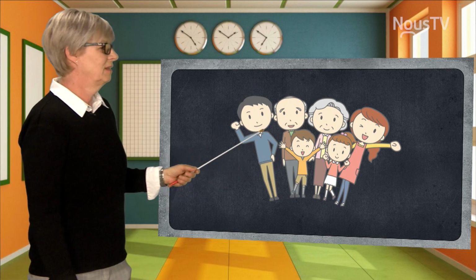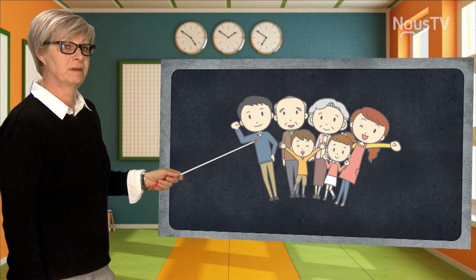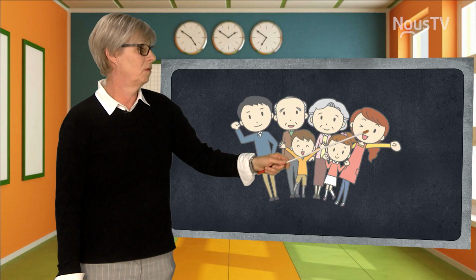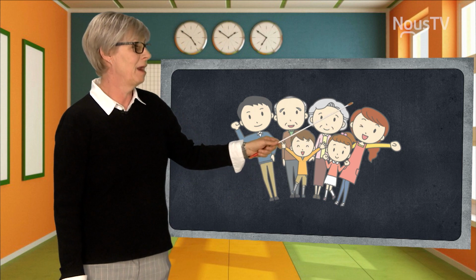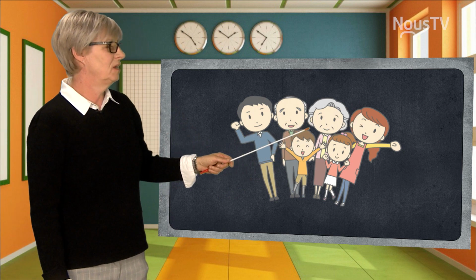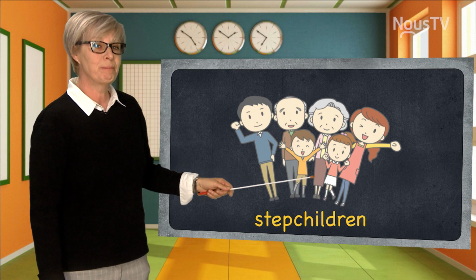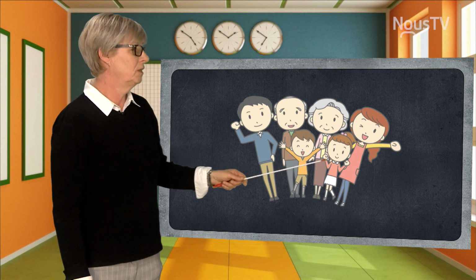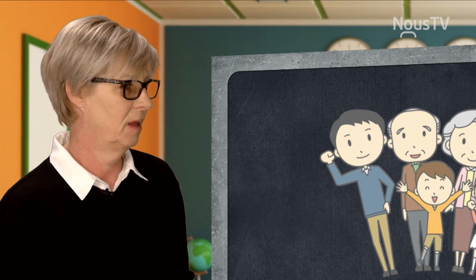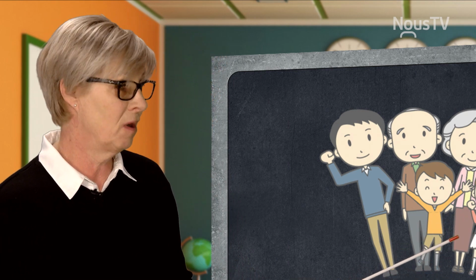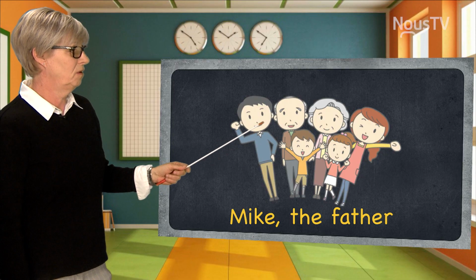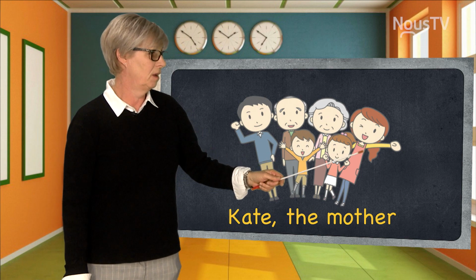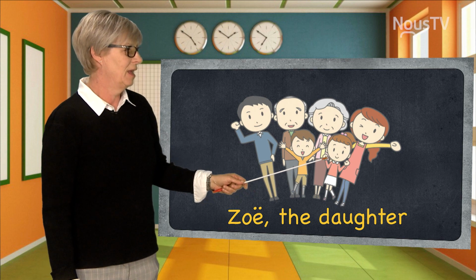Now let's say that this is not Mike's first wife. Supposing that Kate is not the mother of the children. She got remarried with Mike. Then these would be her stepchildren. A recomposed family, you call the children your stepchildren. So one more time before we go to body parts. You've got the father, the grandfather, the grandmother, the mother, the daughter, and the son.